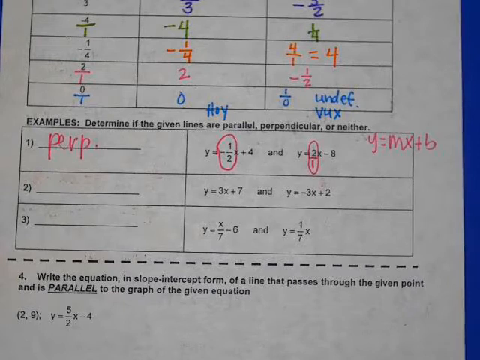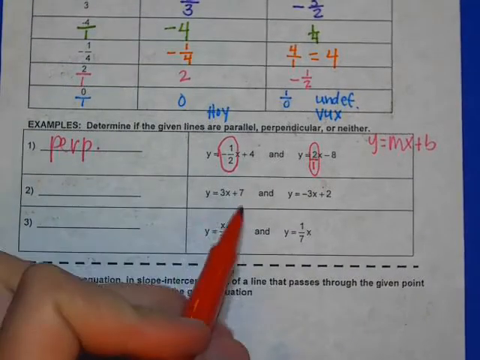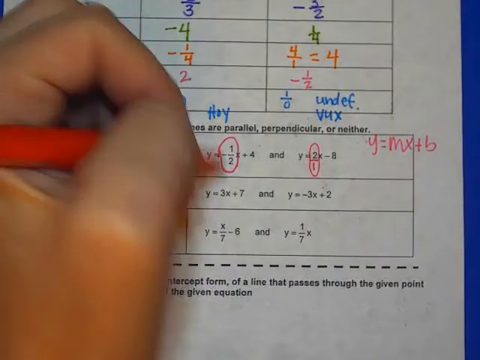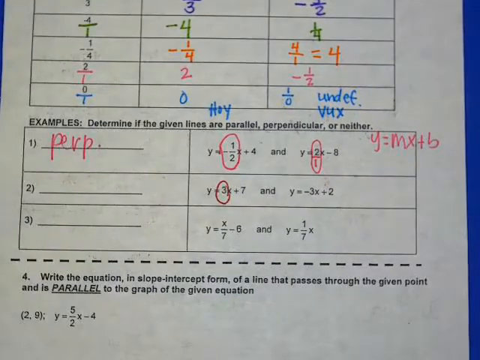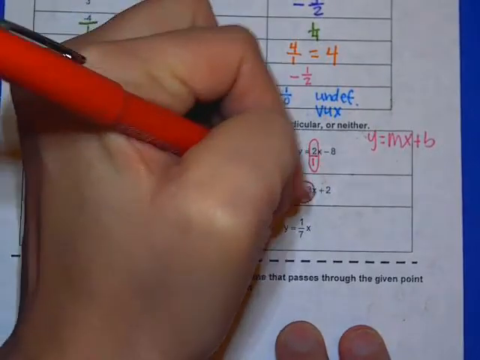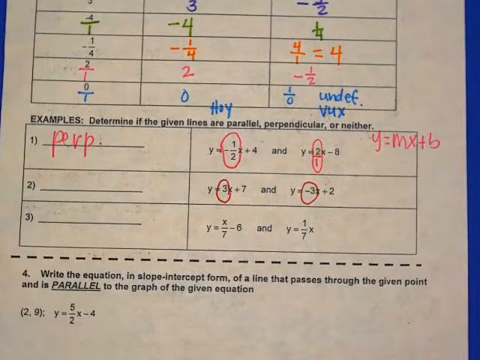Okay, look at the next one. What's my slope of this one? 3. What's the slope of the next one? Negative 3. Parallel, perpendicular, or neither?